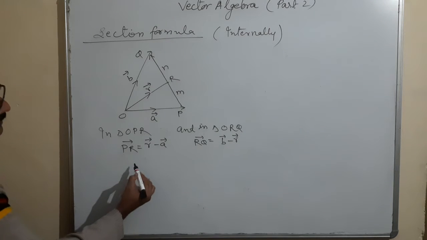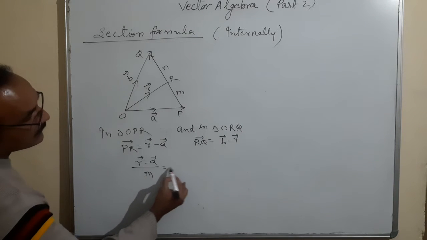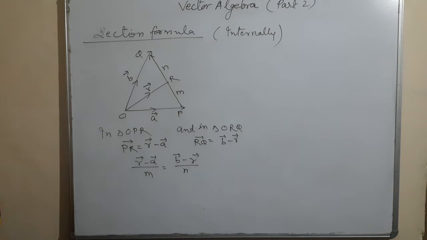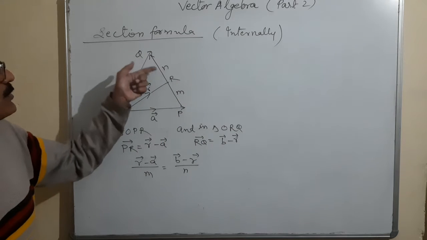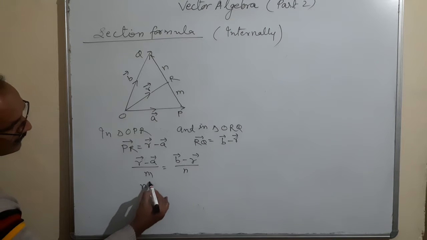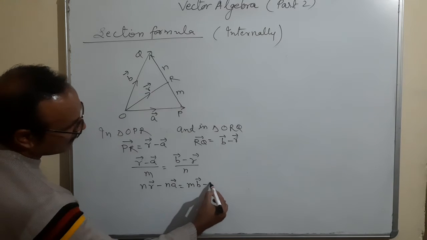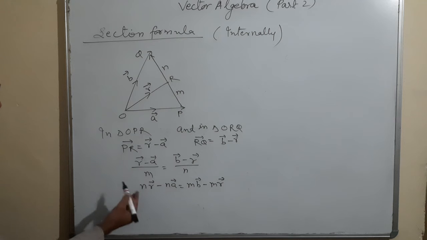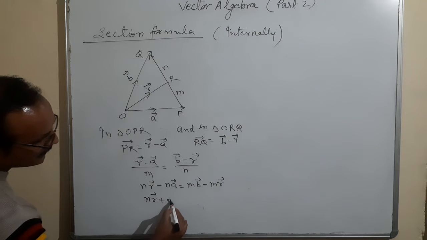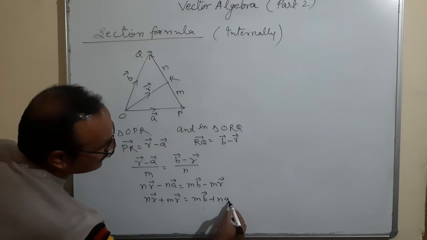So may I write the term vector R minus A upon M is equal to B minus R upon N, because the ratios will be the same. This upon M is equal to this upon N. Cross multiply, it's a scalar quantity, so N vector R minus N vector A is equal to M vector B minus M vector R. We are shifting R on one side, so it is coming N vector R plus M vector R is equal to M vector B plus N vector A.